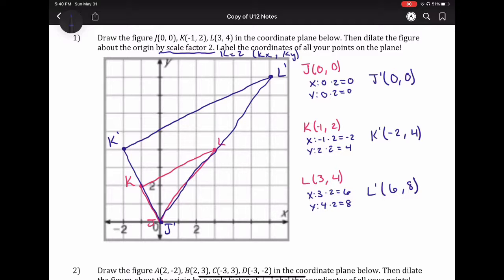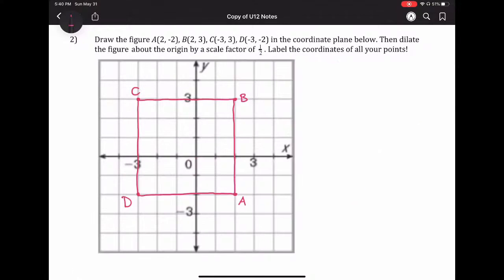Example 2 says, draw the figure A, B, C, D in the coordinate plane below. Then dilate the figure about the origin by a scale factor of 1/2. Label the coordinates of all your points. Alright, so I've already drawn the picture. Let's go ahead and list out our points over here so we can show our work.